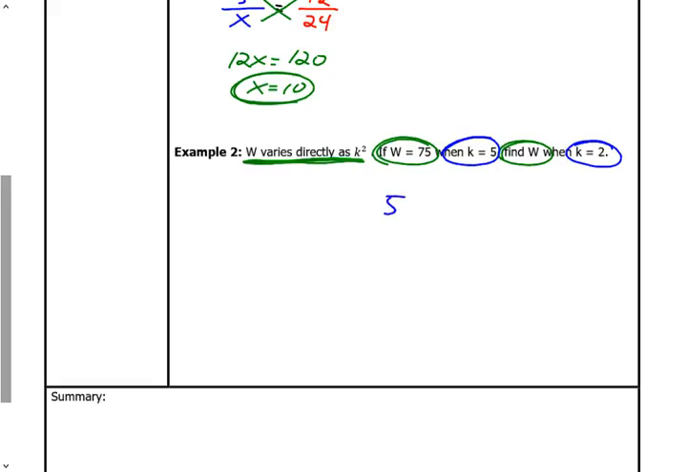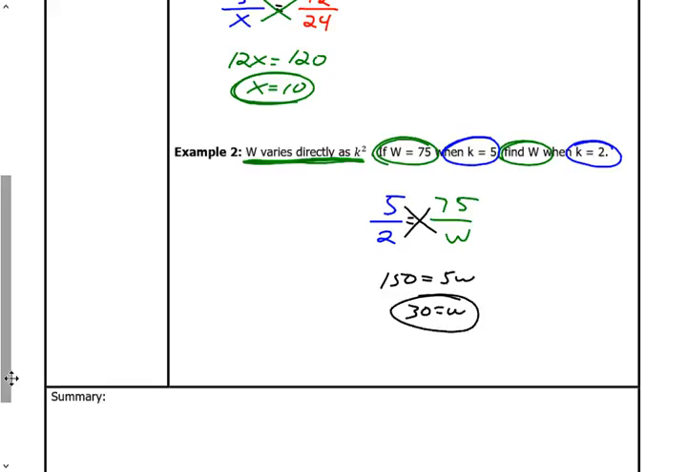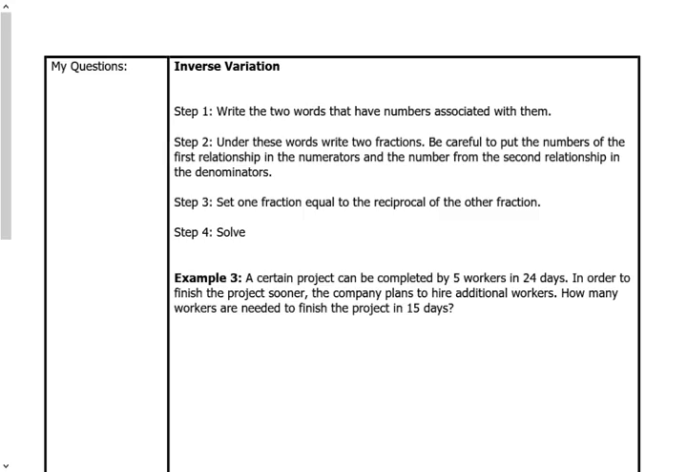I can do 5 over 2 equals 75 over W. Okay. Cross multiply that. And divide. And I'm going to get 30. So that's the first way to solve these problems, is that if they are directly proportional, just make a proportion.